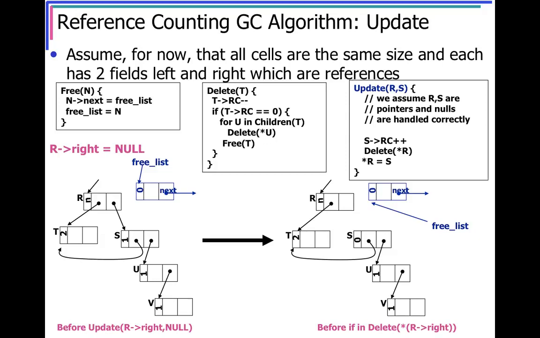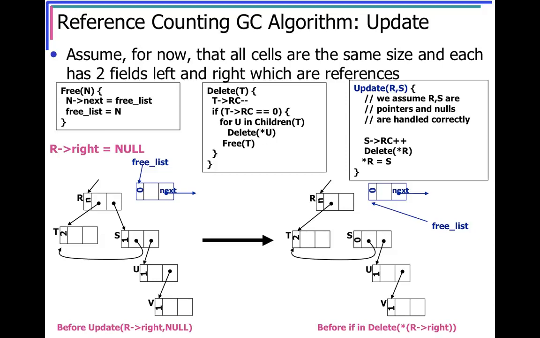So in our next example, we have an object referred to by the variable R, and we want to change its right field. We want to update it to the value null. The current state of the heap is shown below this instruction. So we have an R object, a T object, an S object, a U object, and a V object. The left field of R refers to T. The right field of R refers to S.